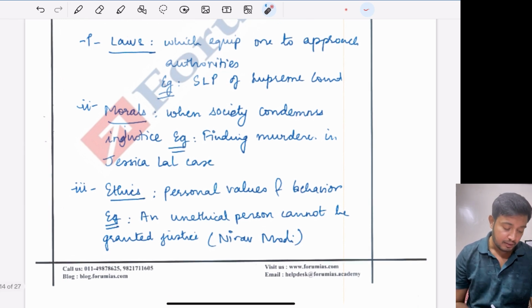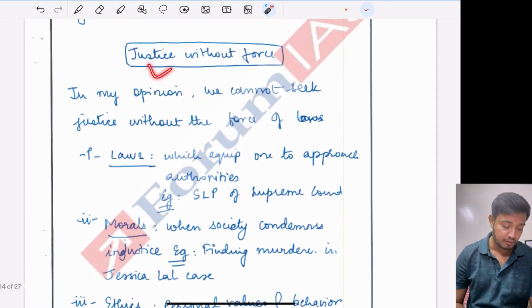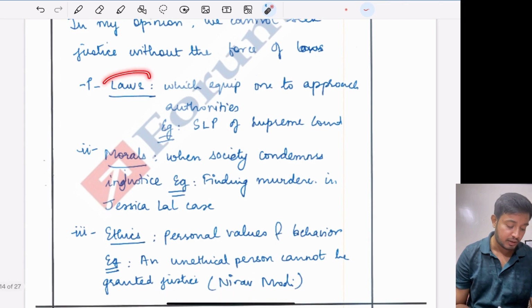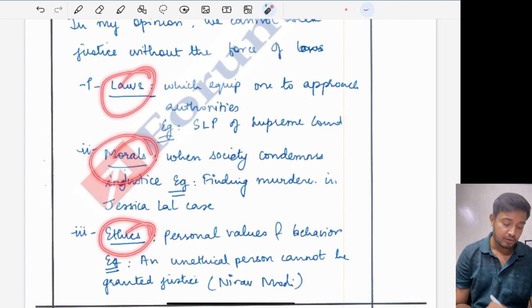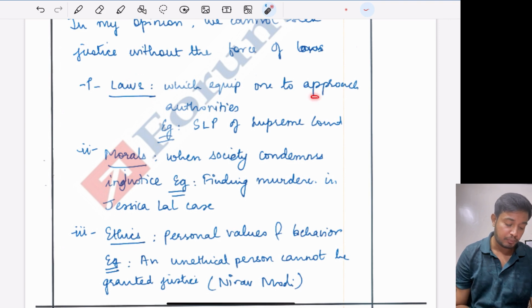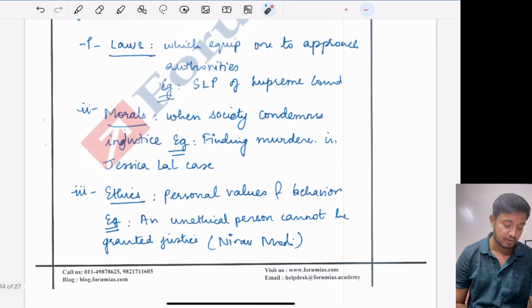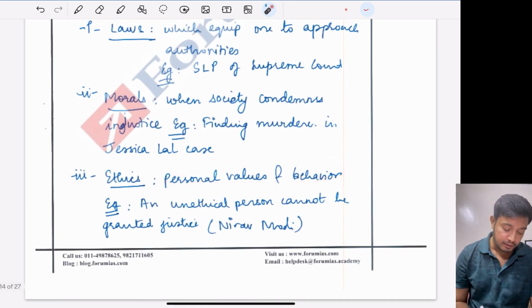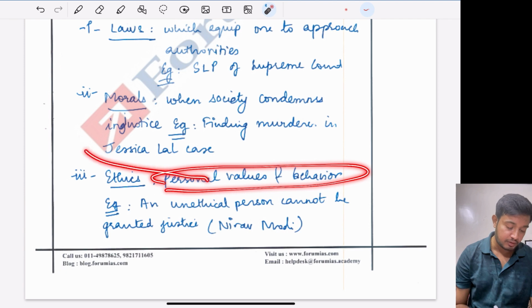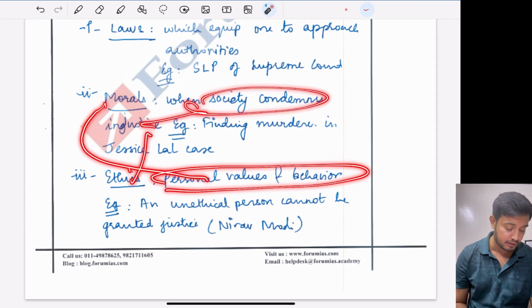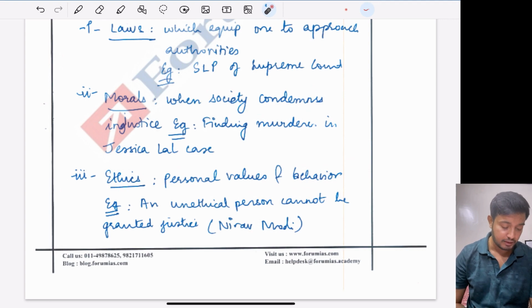She's not explaining ethics, how laws, how morals, how ethics, all these are bringing justice without force. She did not explain laws, she did not explain morals, she did not explain what ethics is. She's basically saying laws help one to approach authorities and there is no need to use force. She's not writing no need to use force and all that. Laws help in directly approaching authorities. Morals, morals when society condemns injustice. Straight away she's writing personal values and behavior, ethics. I think personal values and behavior should go to the morals part, and society condemns injustice should come to the ethics part. Maybe she was in a hurry or something, but roughly on these lines.